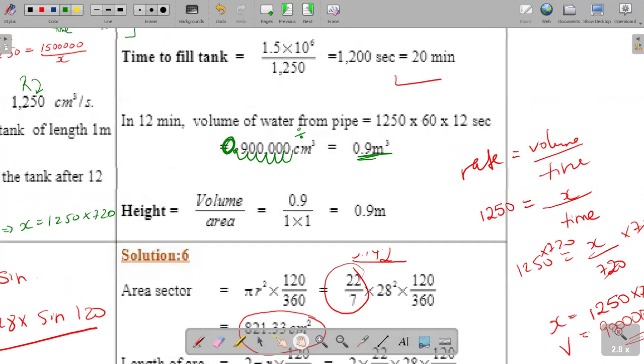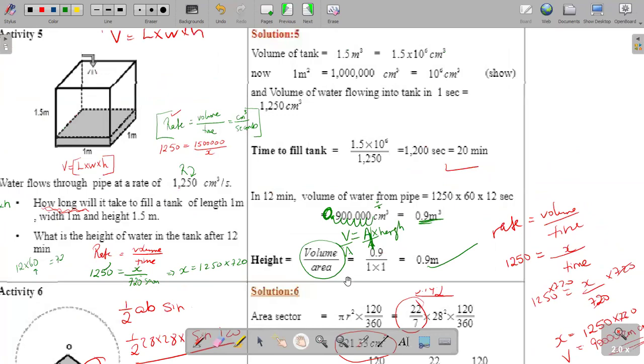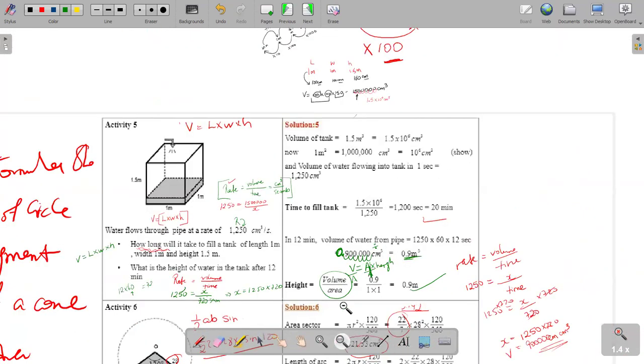So now we know we can calculate the height, because volume is equal to area times height. To find height, we just divide by area on both sides. So height is equal to volume divided by area. That's just transposing, and that's how we get our answer. That's it. Was this one harder or easier than the last one?